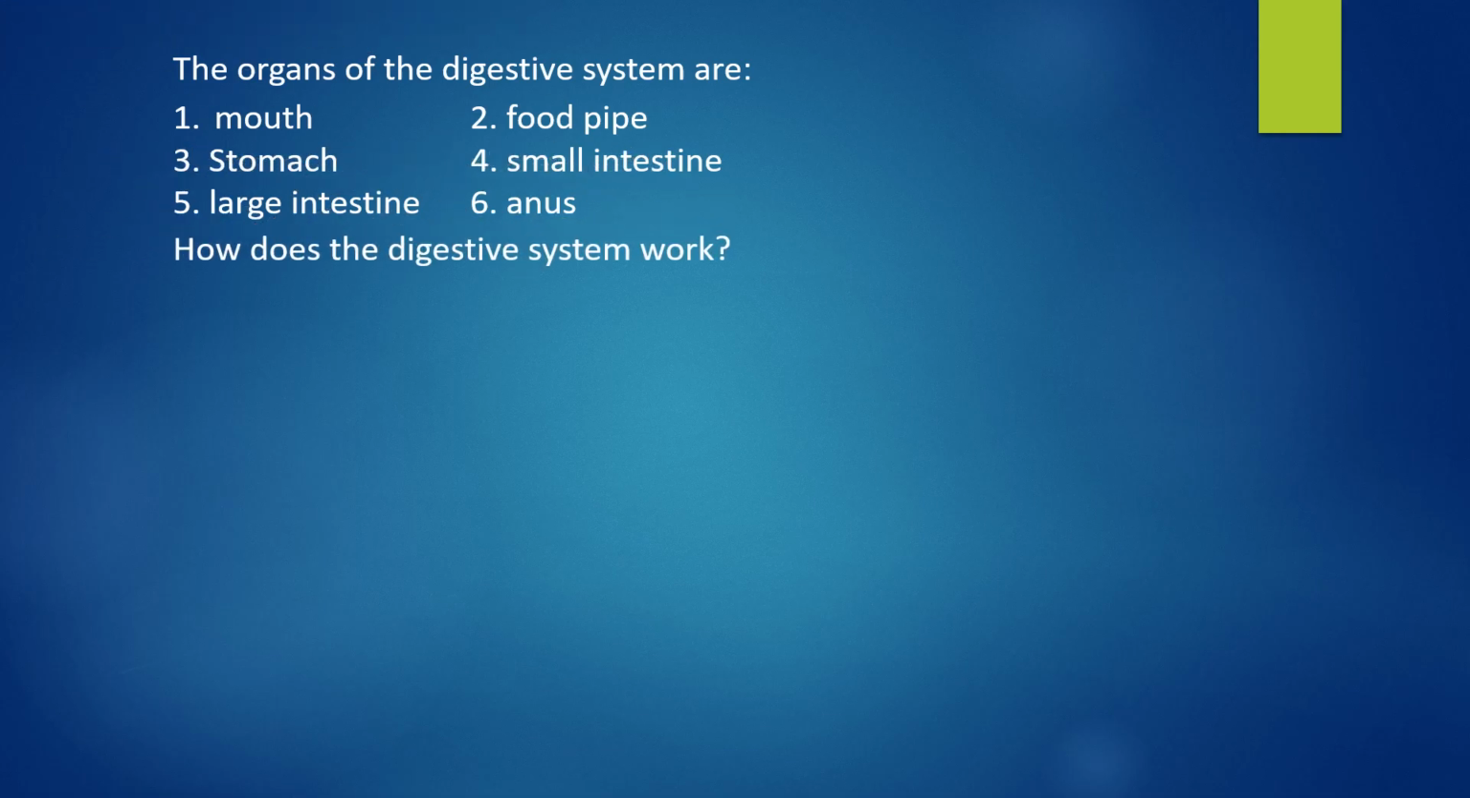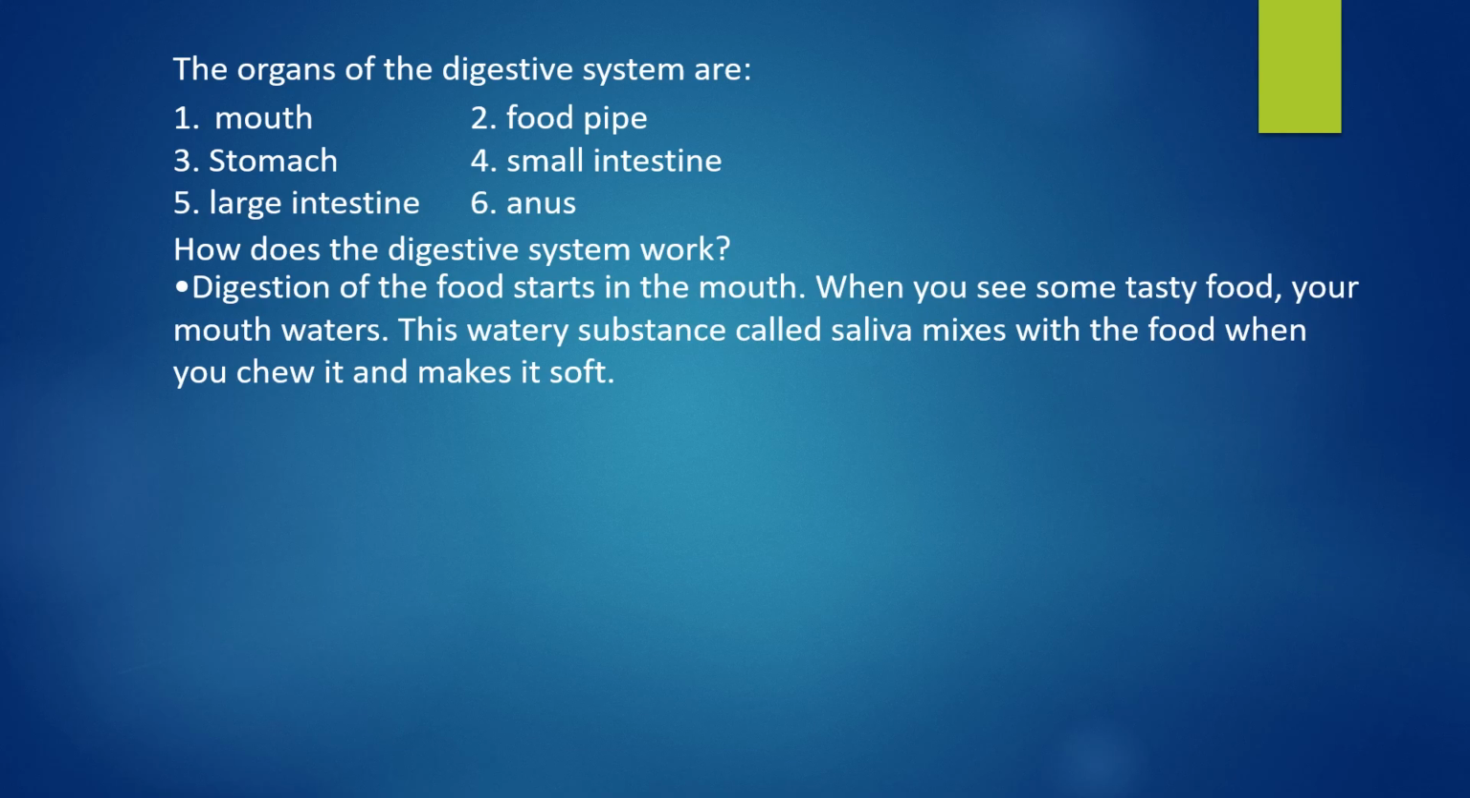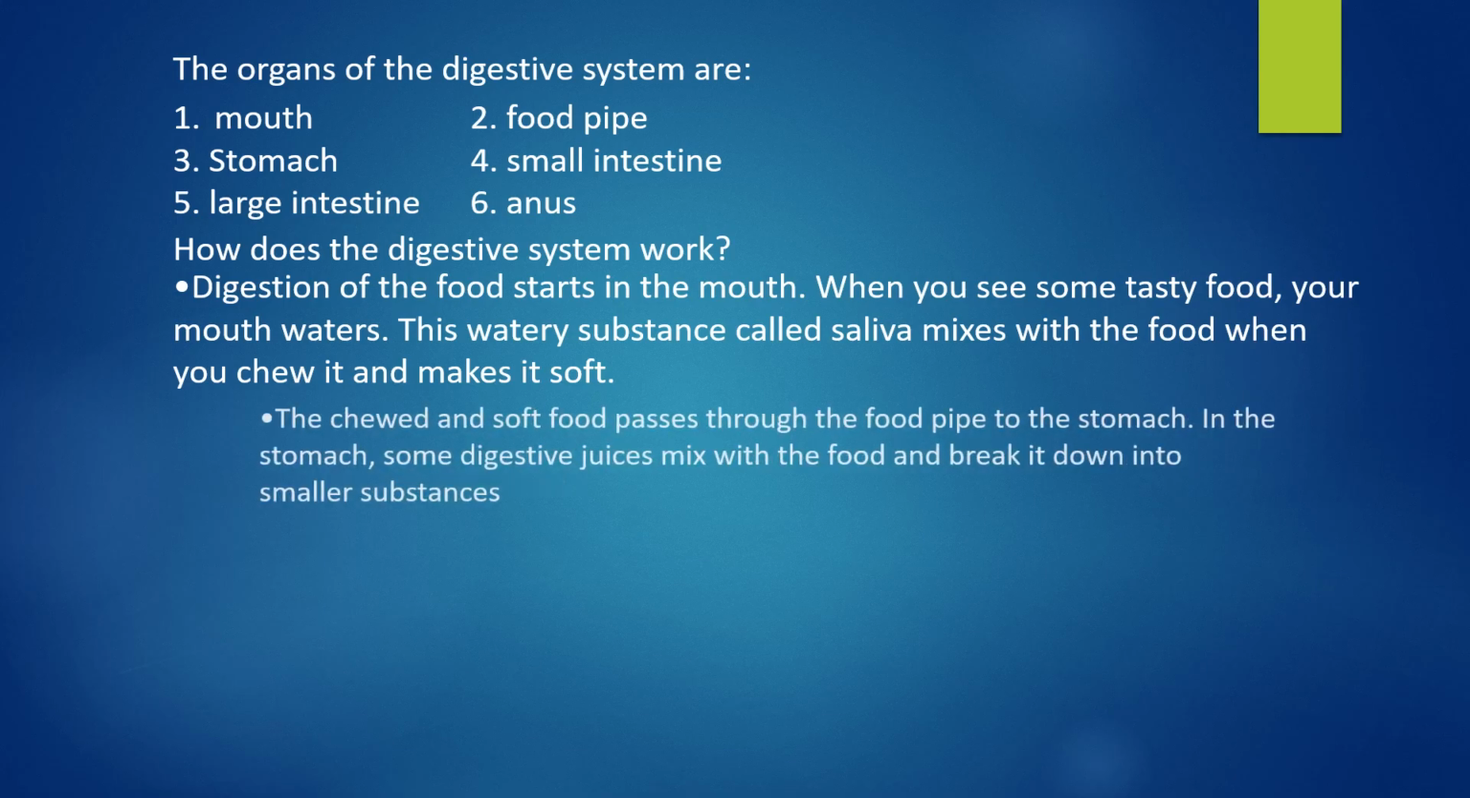How does the digestive system work? Let's learn about that. Digestion of the food starts in the mouth. When we eat, the digestion process starts from our mouth itself. When you see some tasty food, your mouth waters. This watery substance called saliva mixes with the food when you chew it and makes it soft. So with the help of saliva, we can chew our food and it becomes soft to chew.